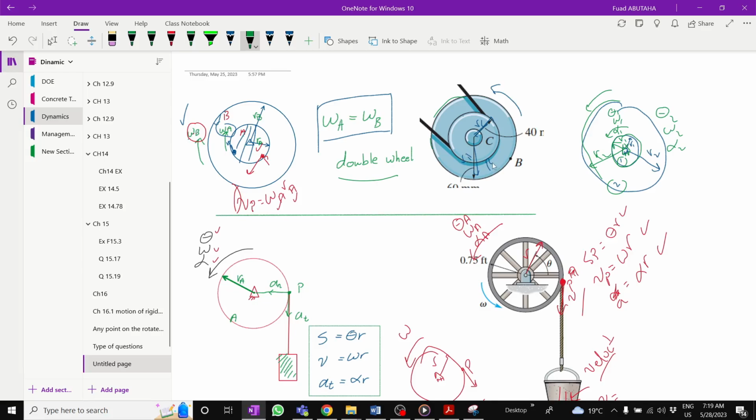So if we give you the information of omega A, you need to know that you can use it as the same as omega B. You have the same value if you get this shape.